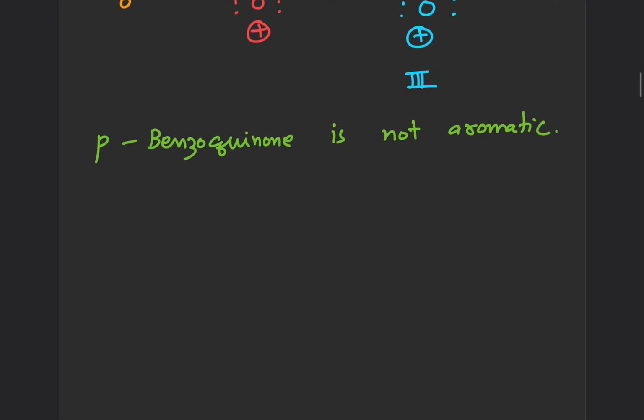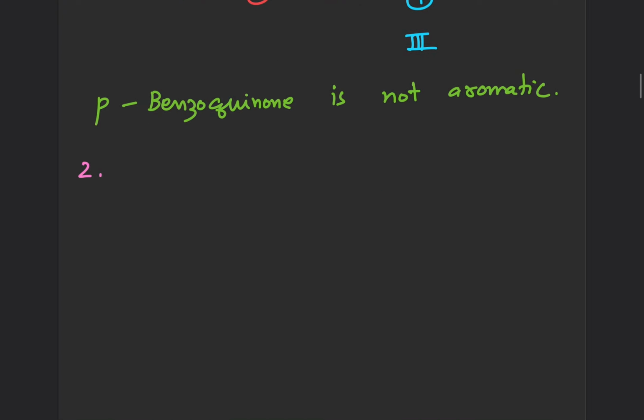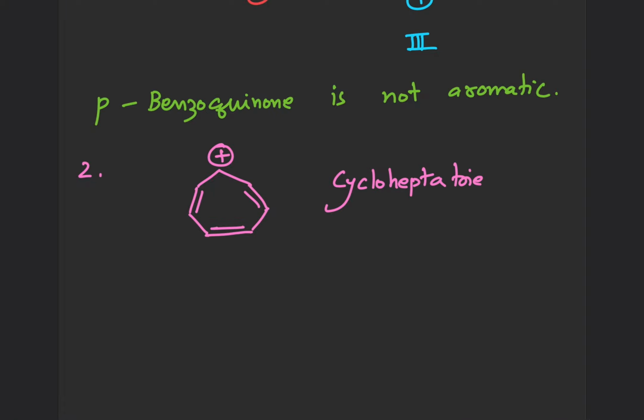Cool. Then the next species that we have is this one. We have pi bonds here and a positive charge. The name of this species is cycloheptatrienyl cation.